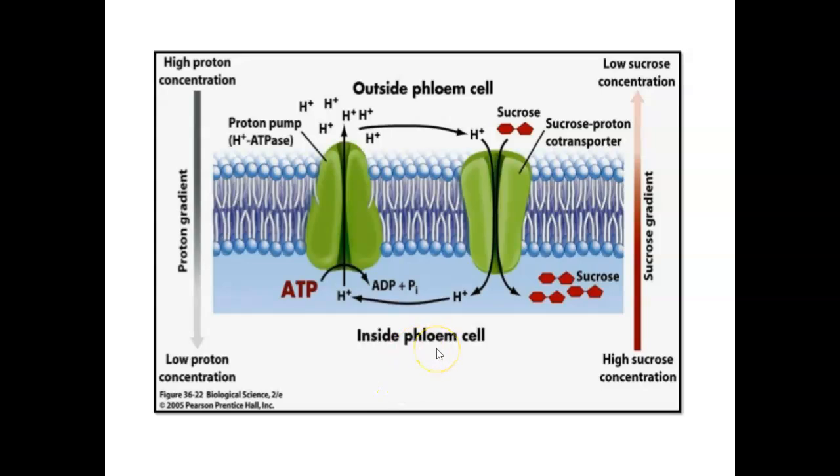Here's another picture showing the coupled channels and the loading of the sucrose into our sieve tube member, or into a phloem cell. So same thing. We first pump it out. We paid for that. We get a buildup of hydrogen ions that then come back down their concentration gradient, and they bring sucrose with them through the co-transporter against its concentration gradient. Sucrose is catching a free ride here because we already paid with the proton pump.